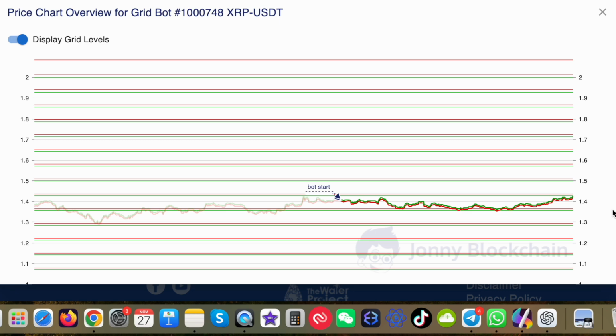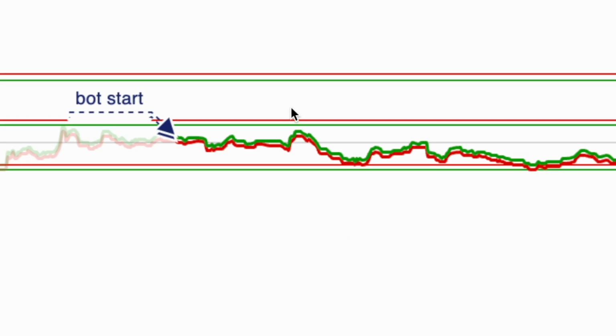So let's analyze this in a bit more detail. If we look at the left here, we can see clearly when the bot started. And you'll see that there's a green line and a red line that goes horizontal across the screen. The green line is a buy trigger point, and the red line would be a sell trigger point. And if we look slightly above here, you can see that there's another horizontal green line and another horizontal red line, both indicating a buy or sell trigger point.